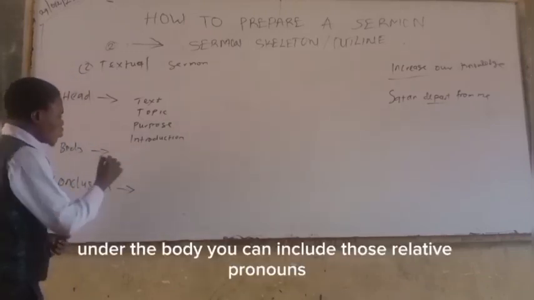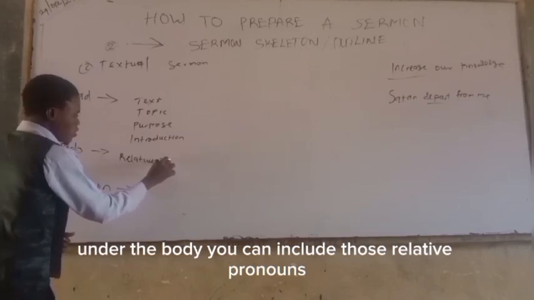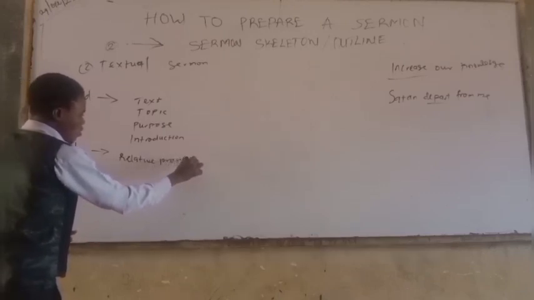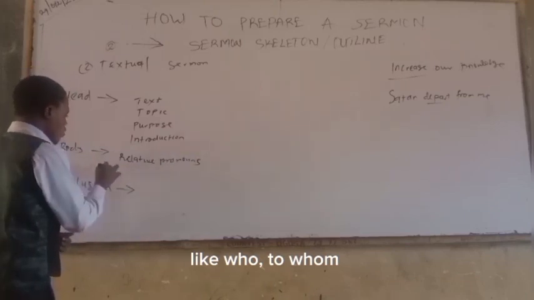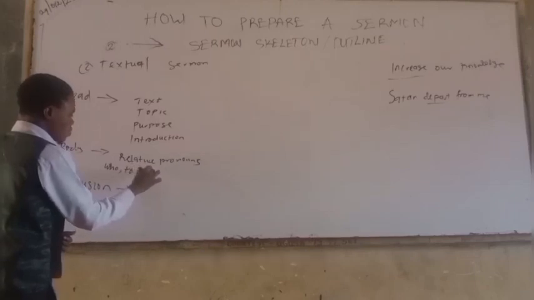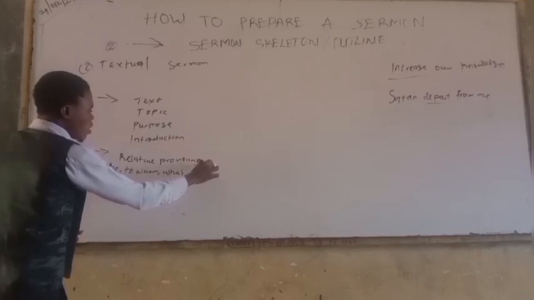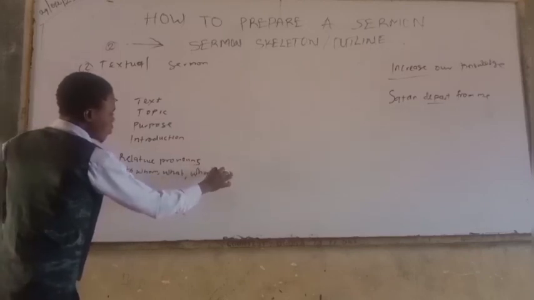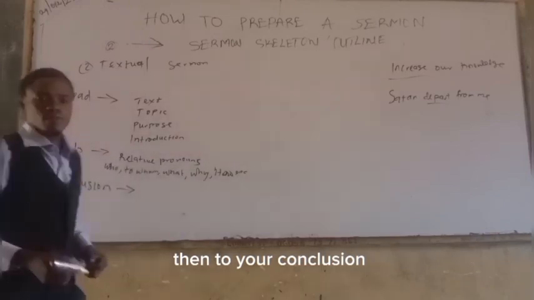Under the body, you can include those relative pronouns under the body, like whom, who, to whom, what, why, how, etc. And then to your conclusion.